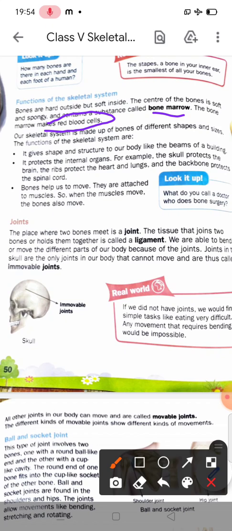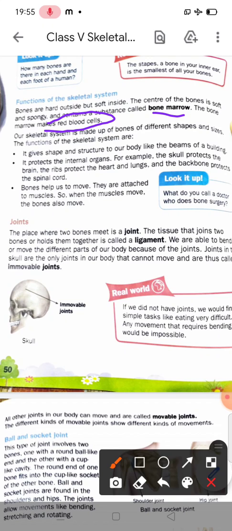And you know students, our skeletal system is made up of bones of different shapes and sizes. So first of all, we will discuss the functions of the skeletal system. First of all students, it gives shape and structure to our body, just like a beam of a building. Beam means a bundle of iron. It provides the shape and structure also. And you know, it protects the internal organs also.